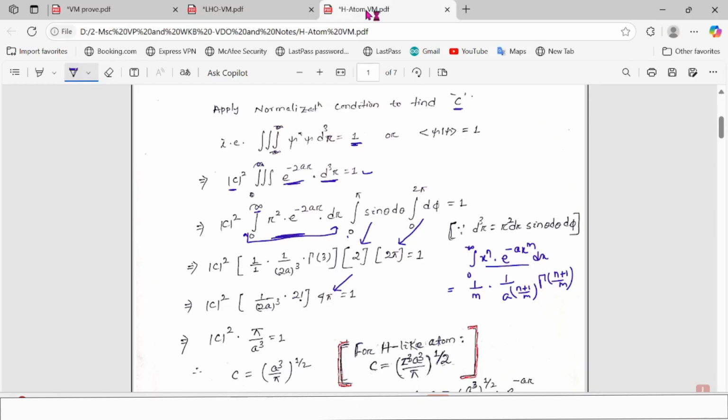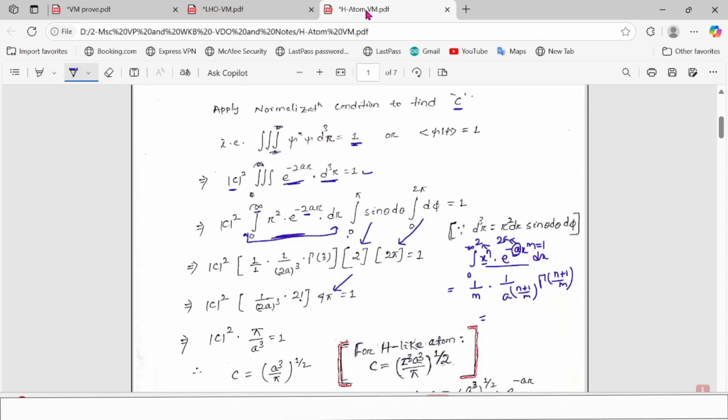Limits upper and lower are the same. Here instead of x, r is there, and dx and dr is there. So here n is nothing but 2, and a here is nothing but 2a, and r to the power 1, here m is nothing but 1. So here m is 1, a is 2a, and n is 2.